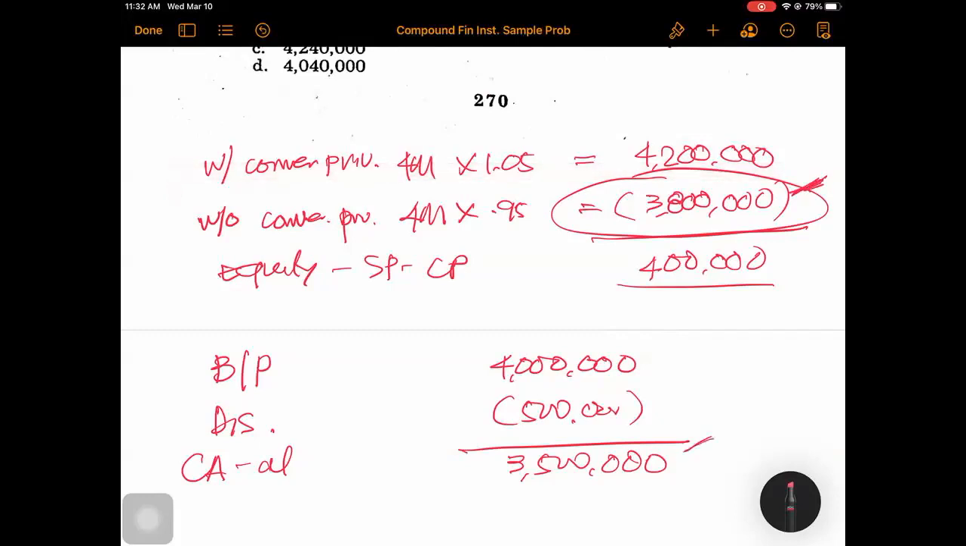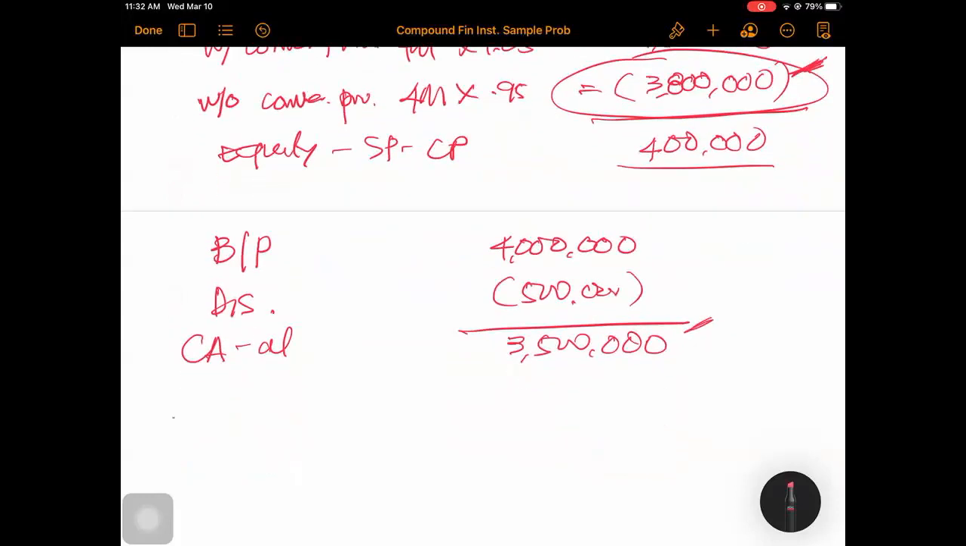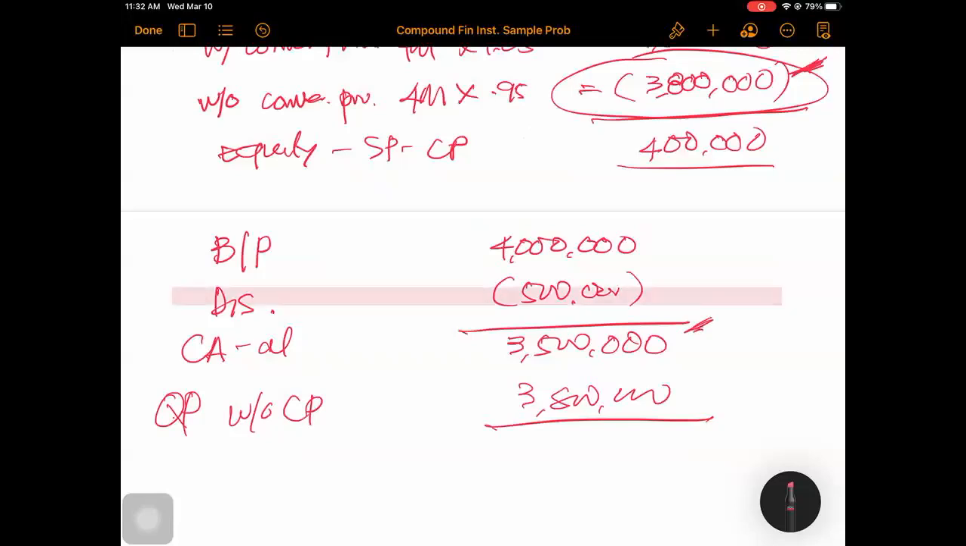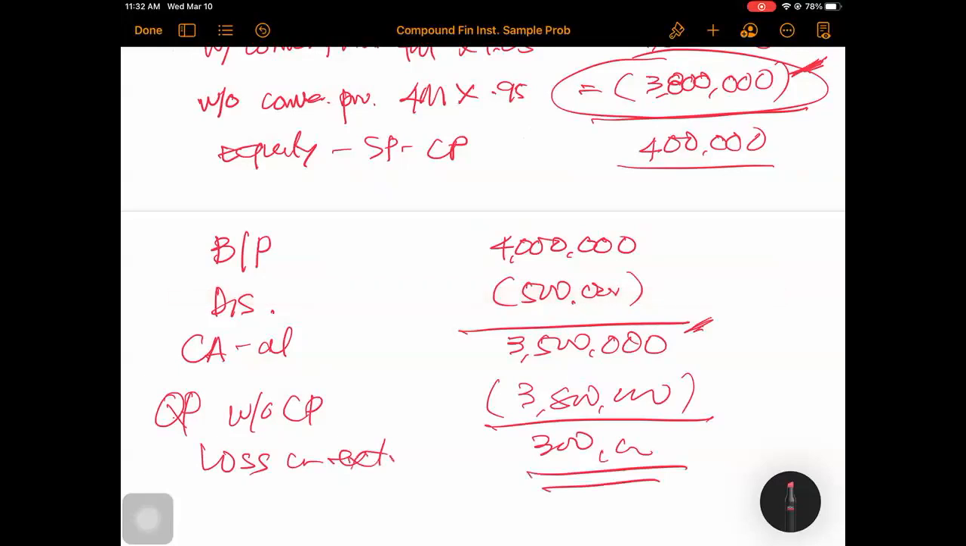We only have 3,500,000. Therefore, kung atong quoted price without conversion privilege of 3,800,000, ginansa ta lugi. Okay, di ba? 3,500,000 ra atong carrying amount pero atong gibayad 3,800,000. Therefore, lugi ta og 300,000. Loss on extinguishment, 300,000. Okay, upon payment, lugi ta og 300,000.